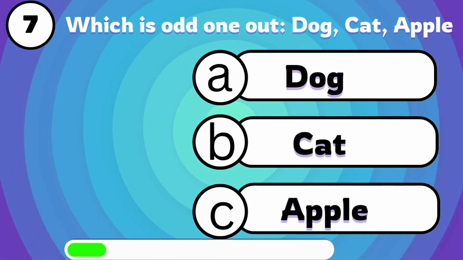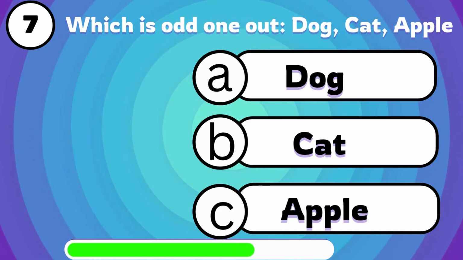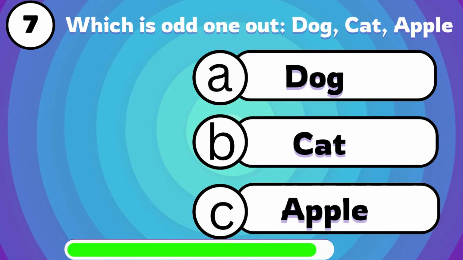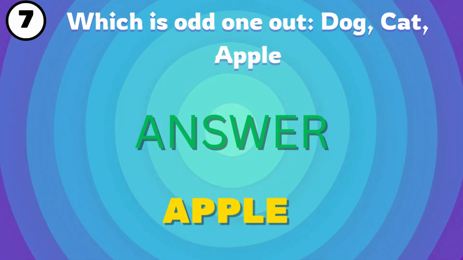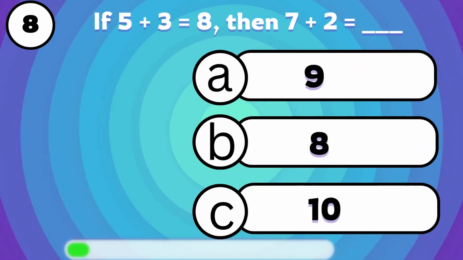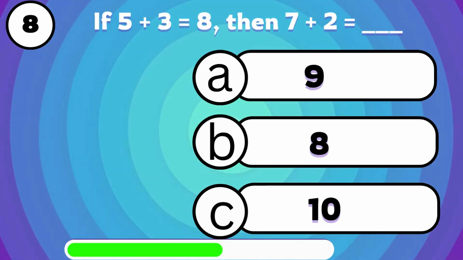The question is, which is the odd one out? Dog, cat, apple, underscore. The question is, if 5 plus 3 equals 8, and 7 plus 2 equals underscore.